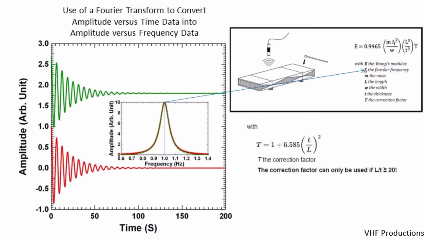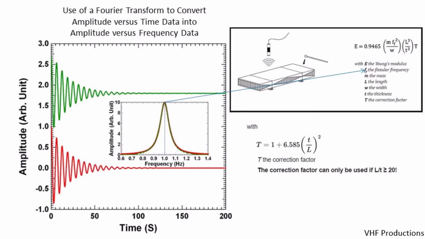Then, using the equation given here, relating the modulus to that resonant frequency, we can calculate the modulus of the material using the dimensions of the plank, the mass of the plank, and the frequency determined by the flexing of the board. There is a correction factor, that capital T, in the equation, which is a function of the thickness of the plate divided by the length of the plate.